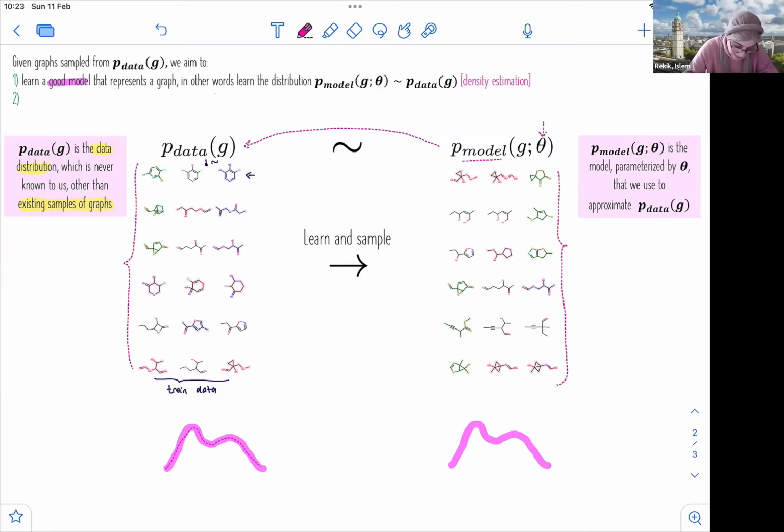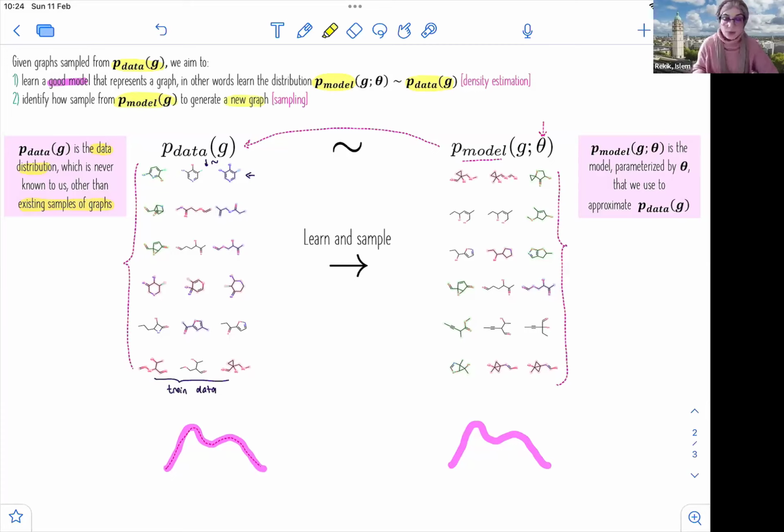Okay, so let's say again, it's actually very simple. Given the graphs sampled from P data, we want to learn a model that represents these graphs. So we want to learn the distribution P model of G given theta, right? That approximates the training data that we have. And then after we learn this model, it's so easy. The second step is to identify how to sample from this model. So once we have the distribution, we want to generate new graphs.